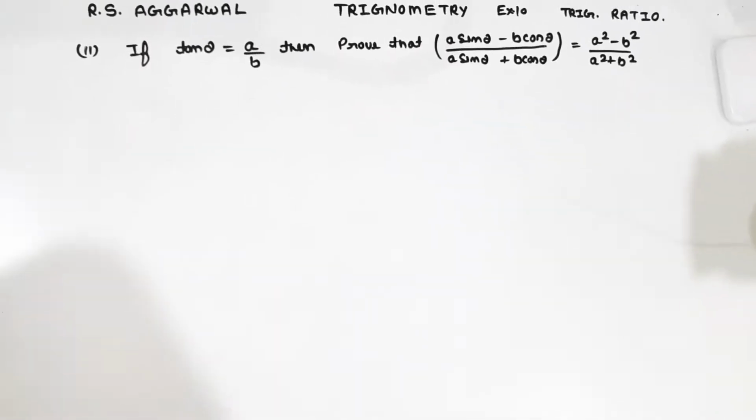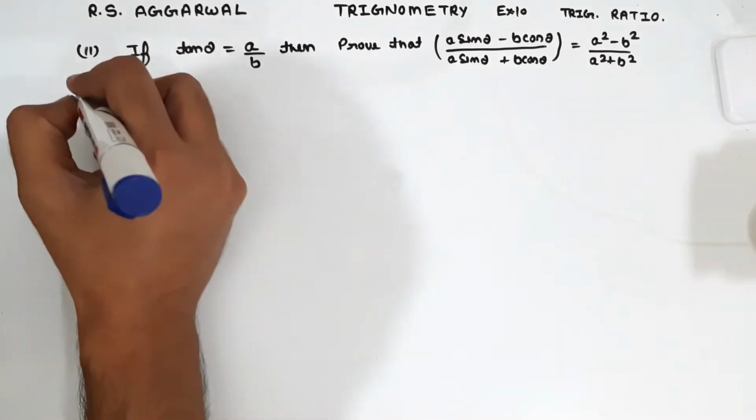R.S. Agrawal, Chapter Trigonometry, Exercise 10, Trigonometric Ratio. Problem number 11. If tan theta equals A upon B, then prove that (A sin theta minus B cos theta) upon (A sin theta plus B cos theta) will be equal to (A square minus B square) upon (A square plus B square).